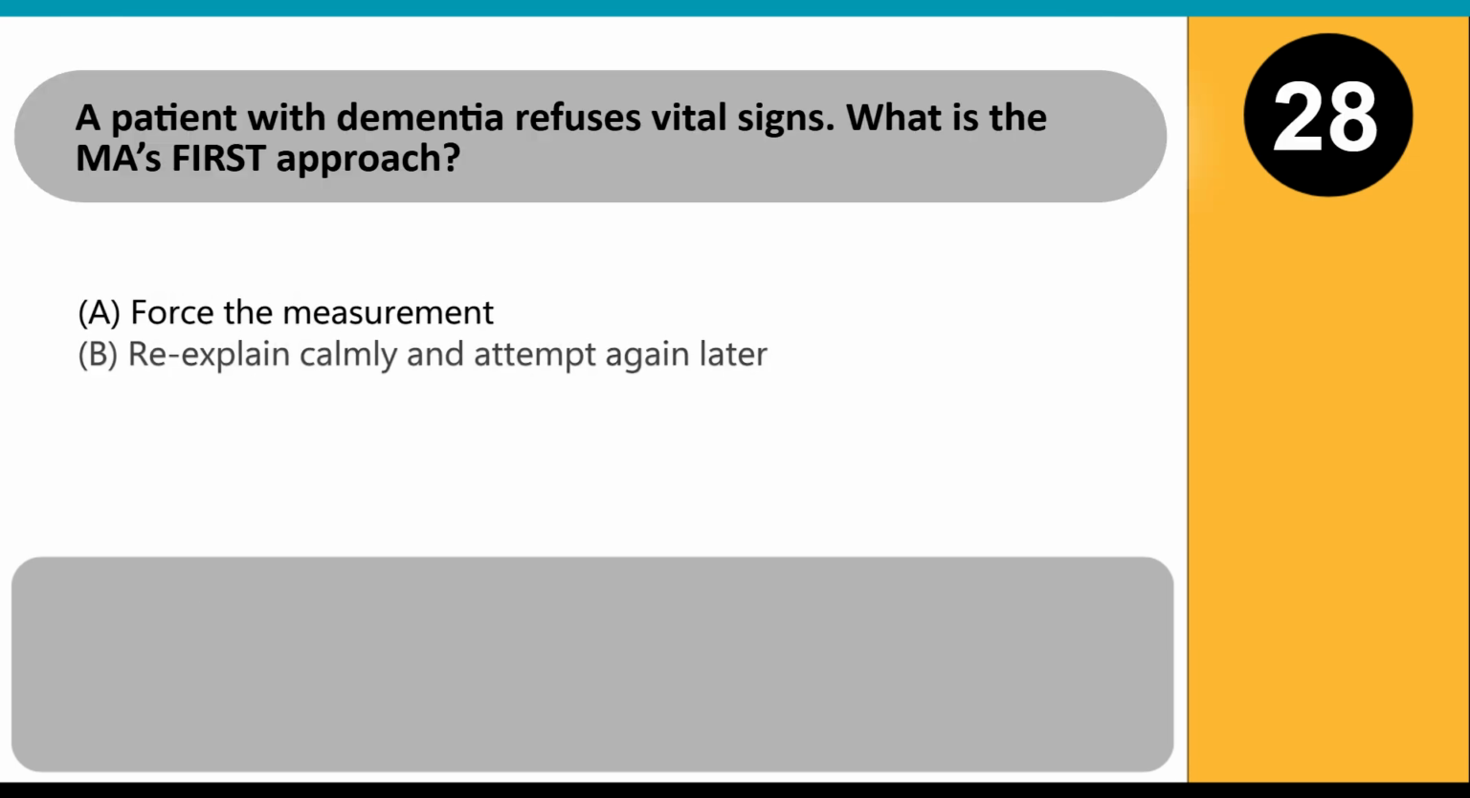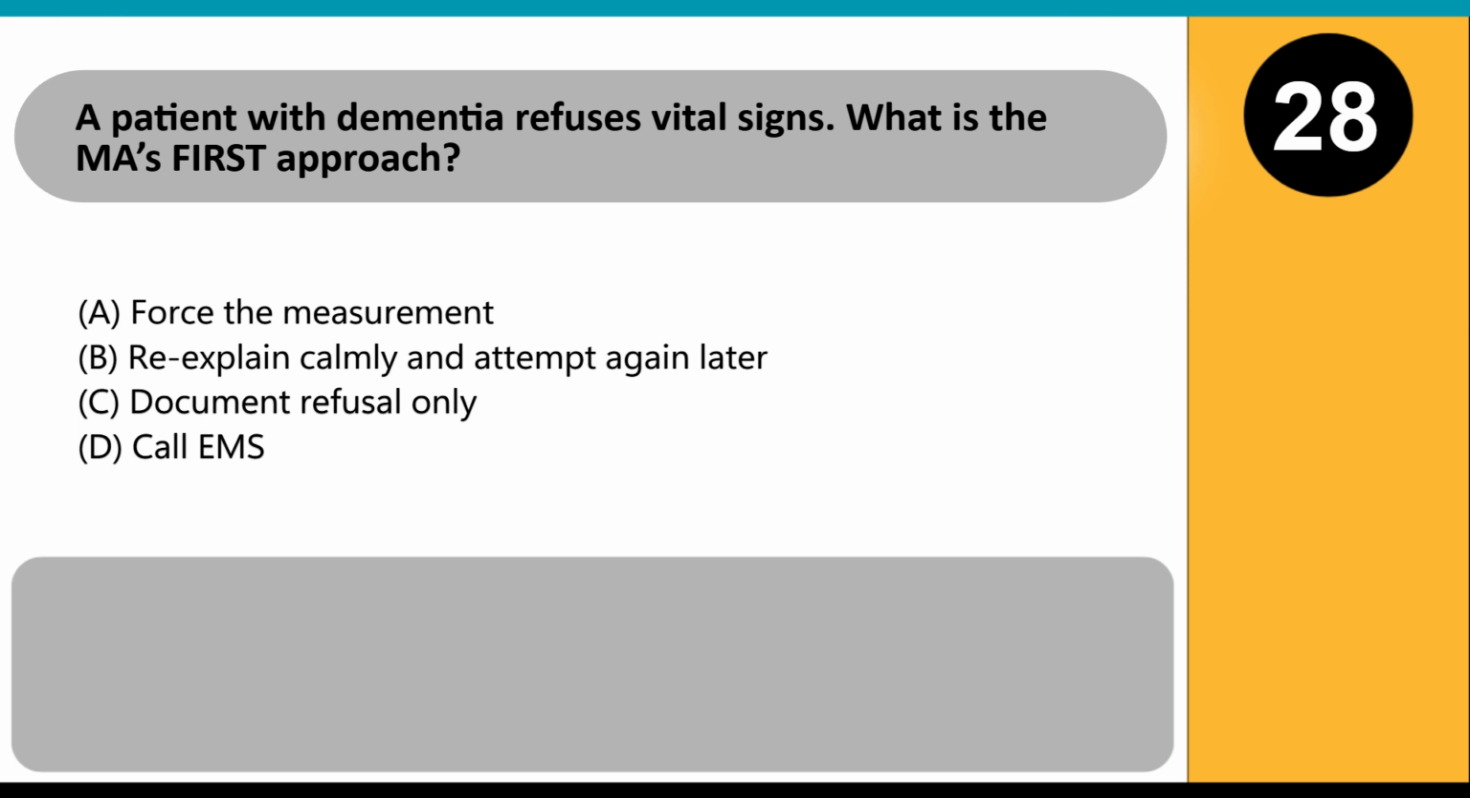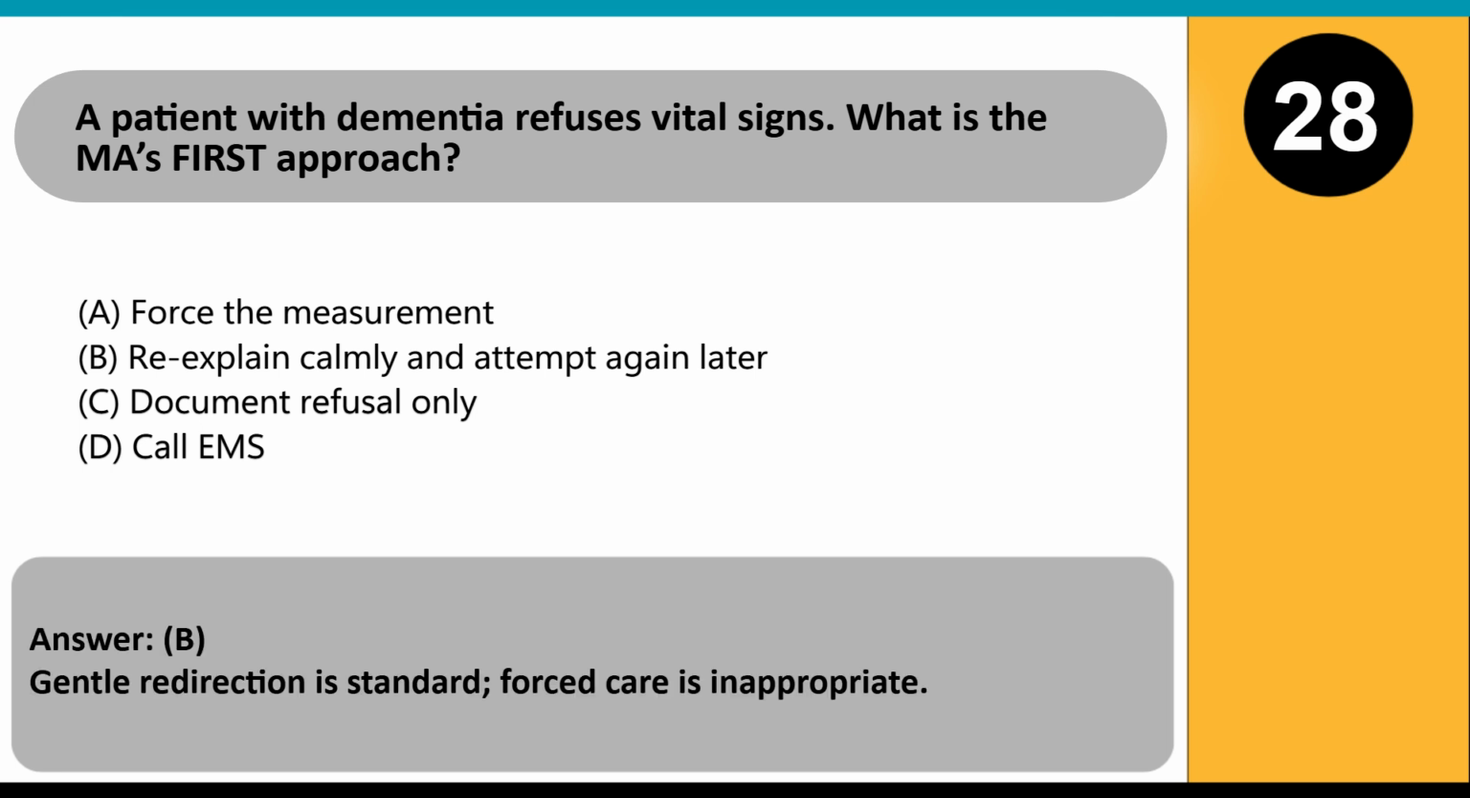A patient with dementia refuses vital signs. What is the MA's first approach? A. Force the measurement. B. Re-explain calmly and attempt again later. C. Document refusal only. D. Call EMS. Answer B. Gentle redirection is standard. Forced care is inappropriate.